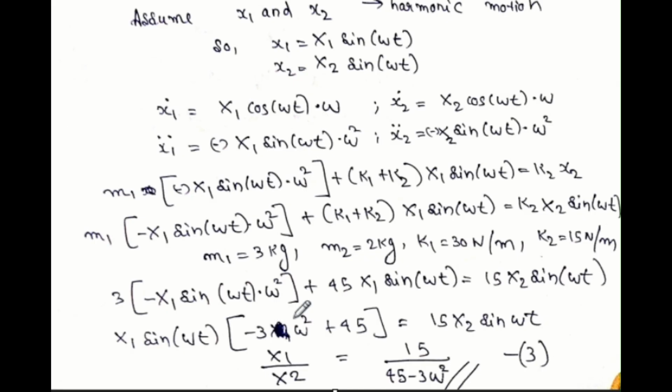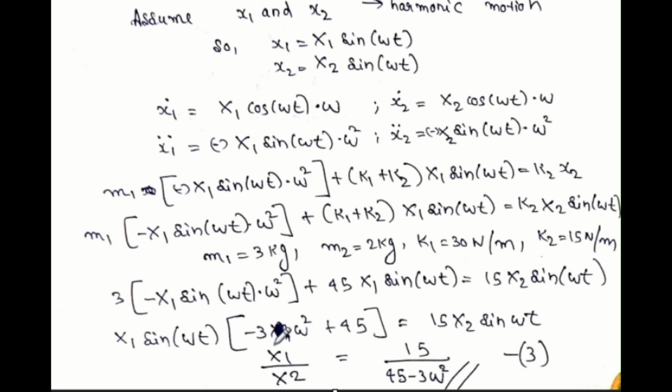With the simple substitution, many terms get cancelled. Sin omega t is the same on both sides, so that gets cancelled, and we have to find X1 by X2. Capital X1 is the amplitude, not displacement. Capital X1 by capital X2 means the amplitude ratio of both the masses.